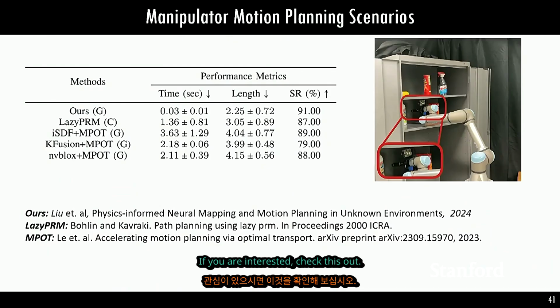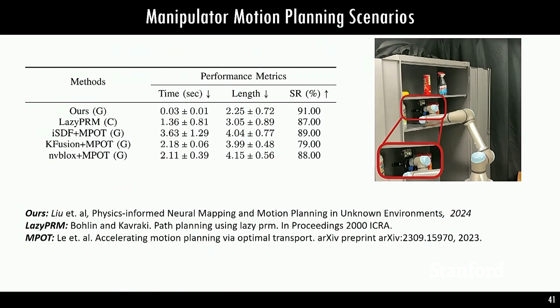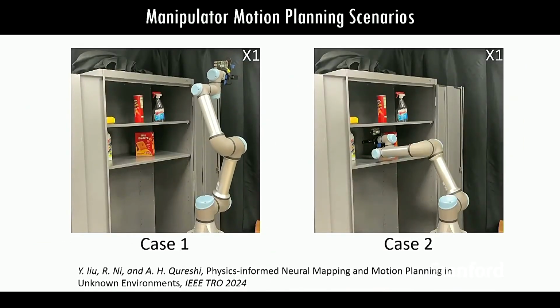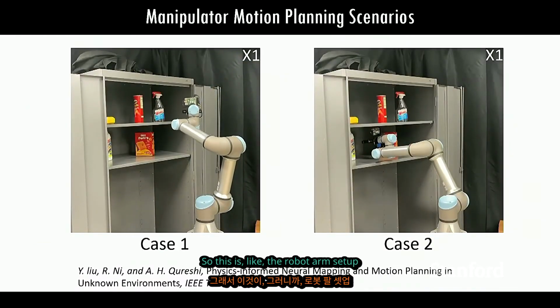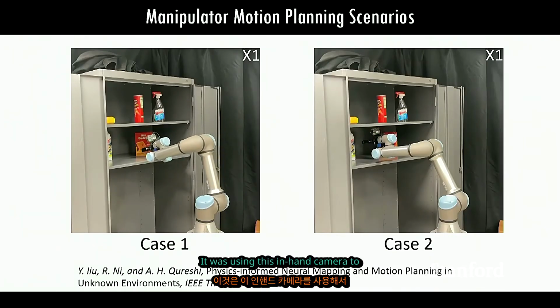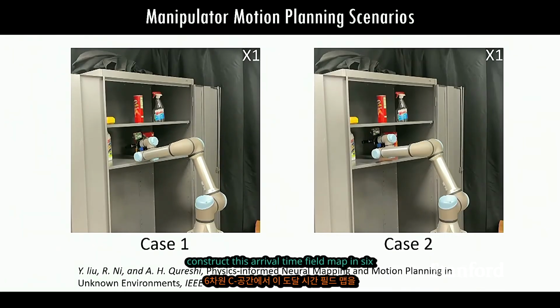If you are interested, check this out. Okay. So this is the robot arm setup we had. It was using this in-hand camera to construct this arrival time field map in 6-dimensional C space.